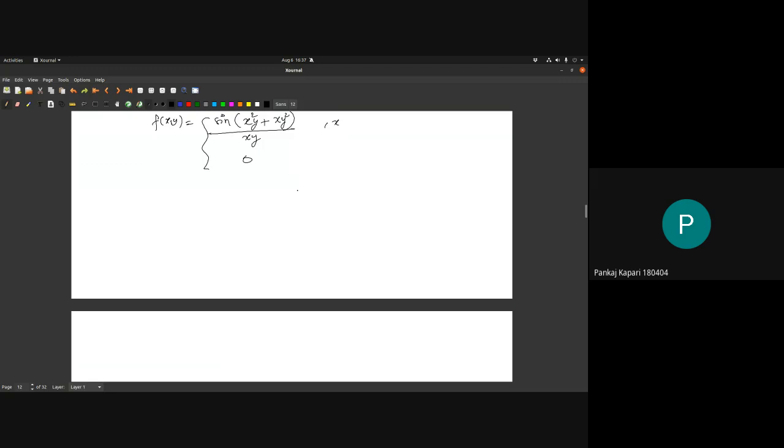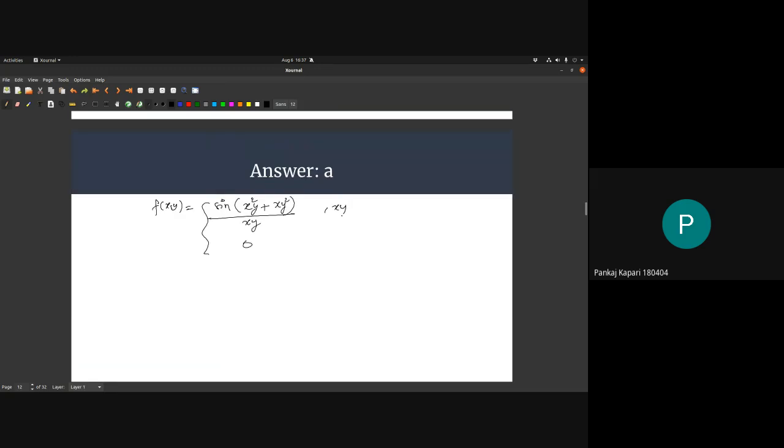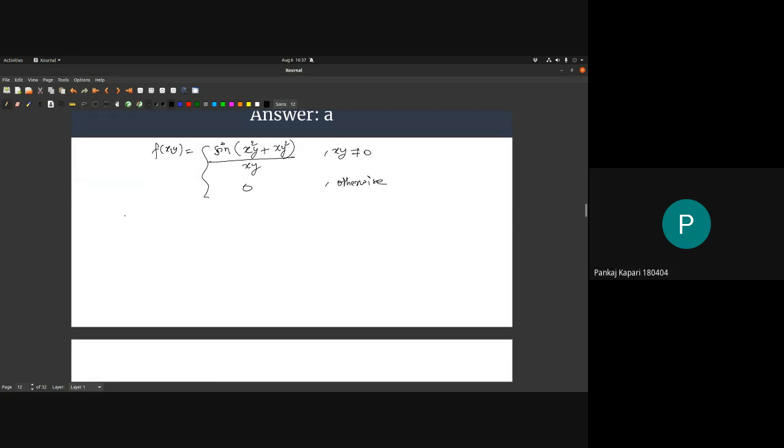Whenever xy is not equal to 0. In the first case we want that xy is non-zero, because we are dividing by xy, so we want that it is not equal to 0. Okay, so we prove that the limit when (x,y) approaches the origin of the function f(x,y) is equal to 0. This we will prove. Okay, so how do we prove that?